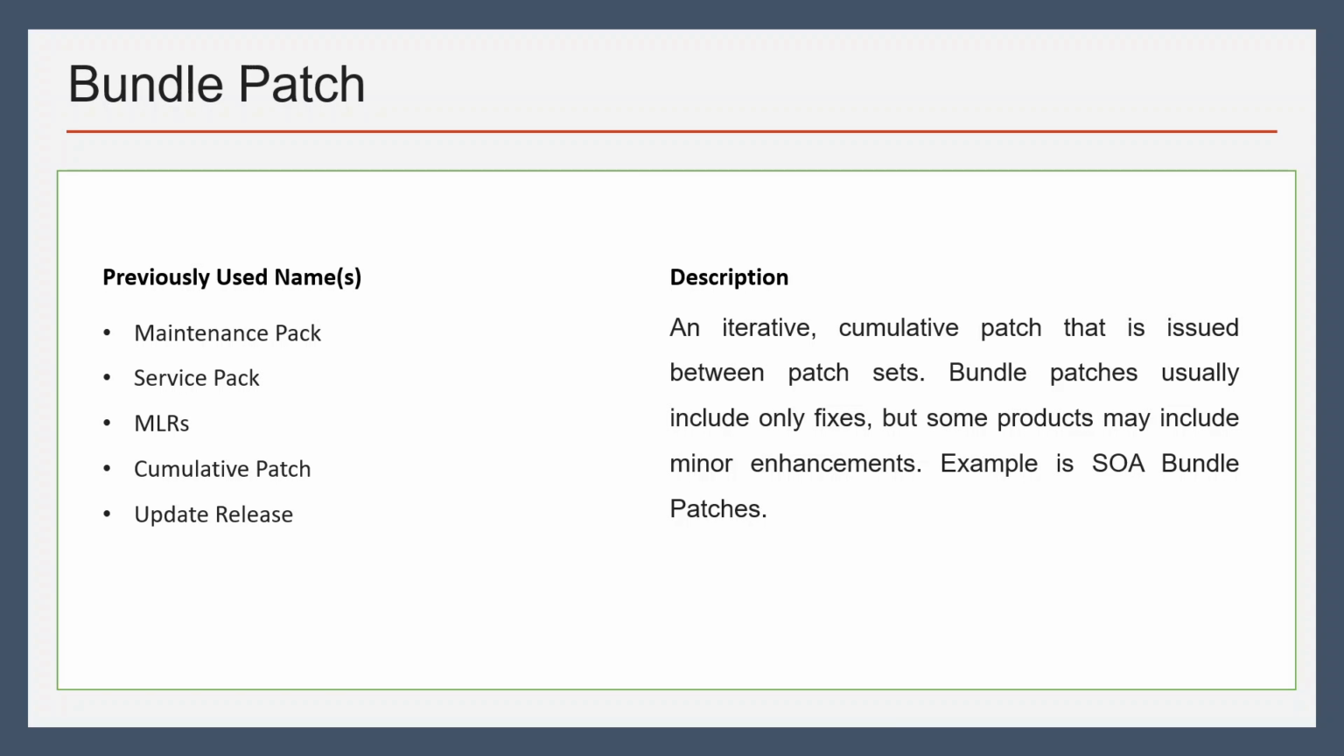Second patch type is bundle patch, which is also known as maintenance pack, service pack, cumulative patch, etc. This is iterative cumulative patch which is issued between different patch sets. It can contain bug fixes and enhancement. For example, SOA bundle patches.